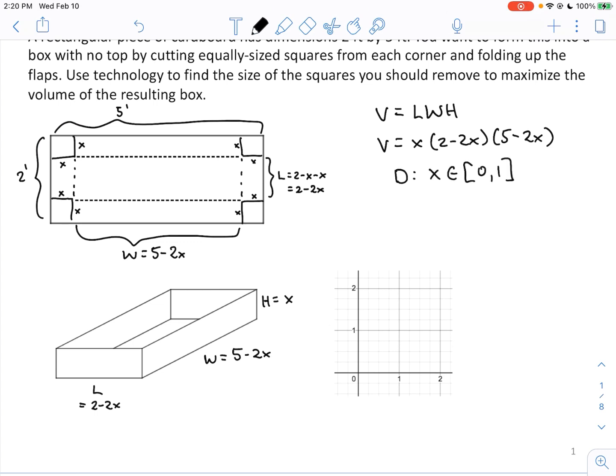If x is 0, it means you don't cut out any squares at all, hence you have no flaps and you have a volume of 0. And if x is 1, that means we've cut out too large of a square, and we're not going to have flaps to fold up. We're going to have a volume of 0 again.